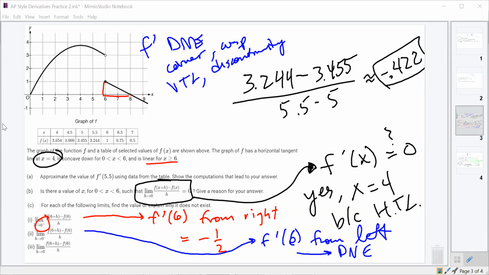Okay. And so if the derivative from the right is -1/2 and the derivative from the left doesn't exist, what do you think the two-sided limit here as h approaches 0 of 6 is? What's f prime of 6? Shouldn't exist, right? Because once again, we have a discontinuity there. It's not matching up on both sides. Good or no? Yep. All right, any questions on that?